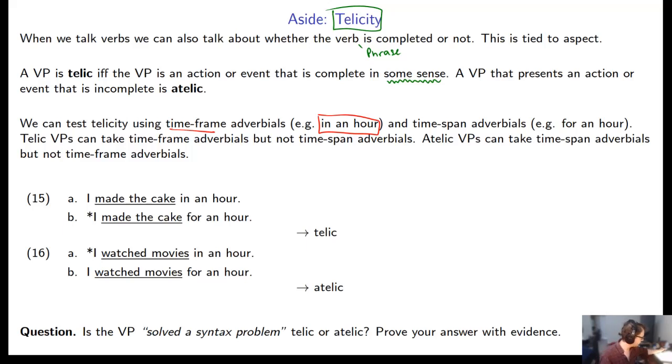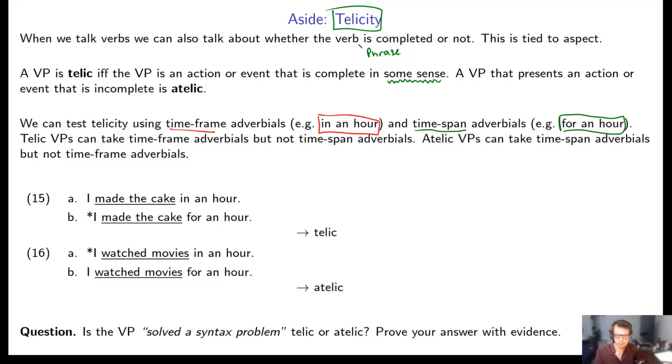Compared to something like a time span adverbial, like for an hour. So this is how long you do the action. And usually with time spans, these things are not complete. You just do the action for a time, and then you can come back and do it again later, right? I don't know, like I ran for an hour. Once you run, you can still go back and run again. You can run for another hour.